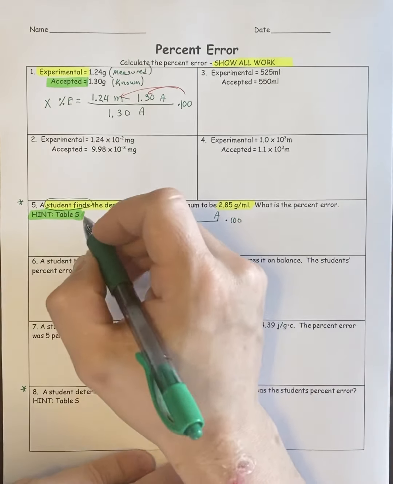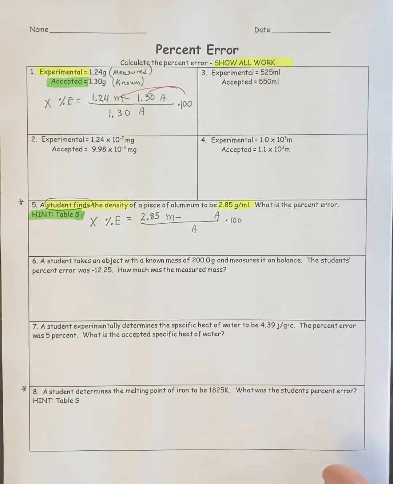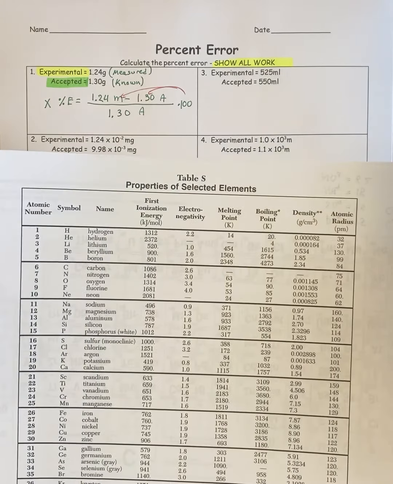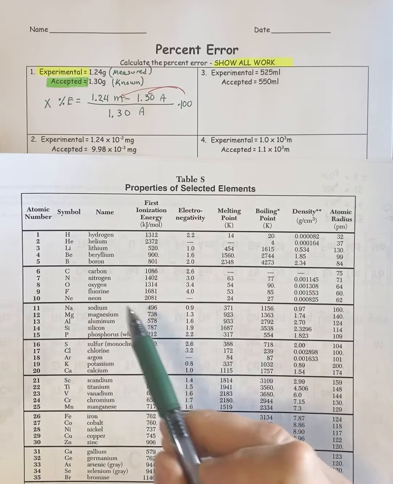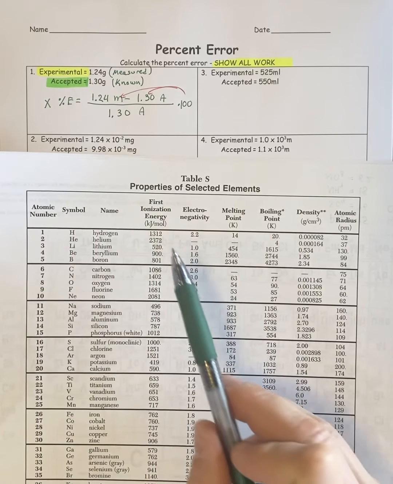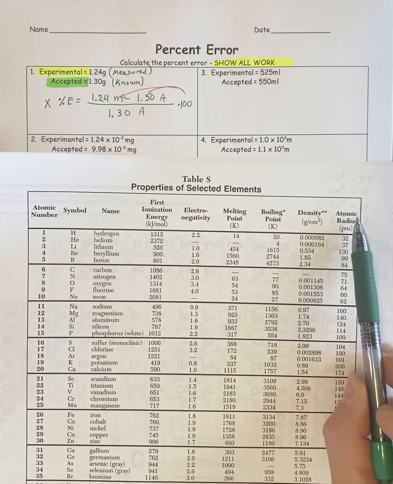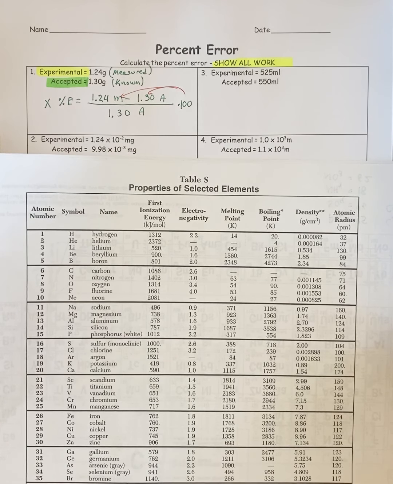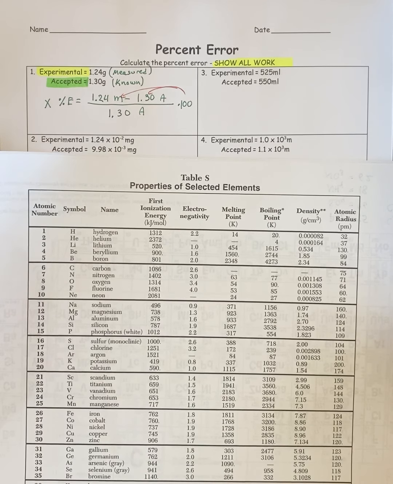So it's called the measured. Then they want to know the percent error. So I put my x here, and then they say hint table S. So now the thing about this is, the reason I'm going over this problem is because it requires you to use table S. So table S is this page in the reference table. It's 2 pages, but this is the first one. And it's going to give you atomic number, symbol name, ionization energy, electronegativity, melting point, boiling point, density, and atomic radius. These are all considered to be your known or your accepted values because they're in a reference table, so they are considered to be correct.